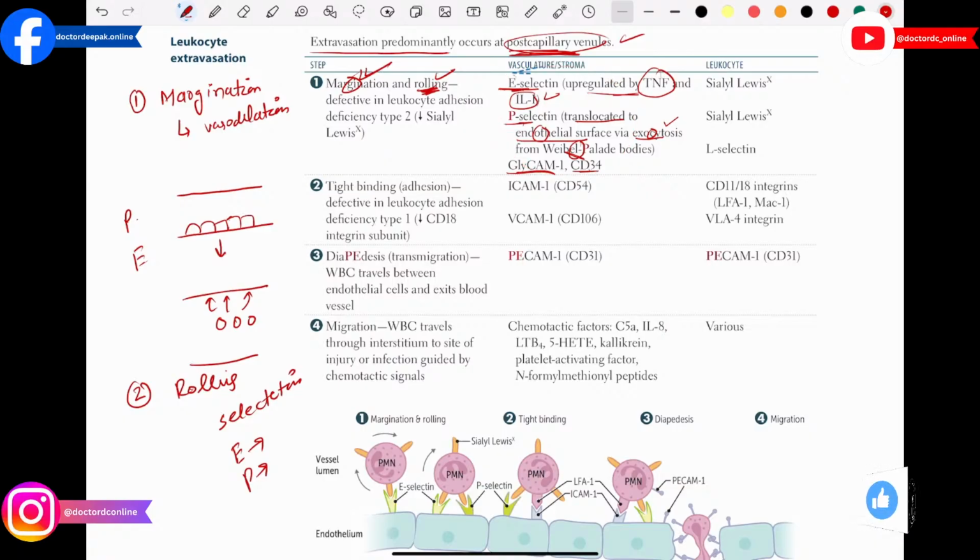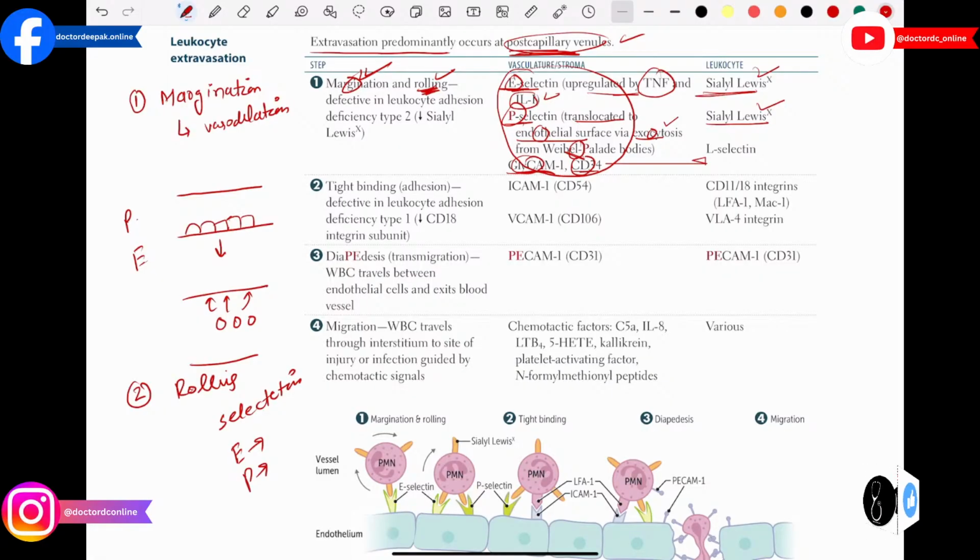So E-selectin is going to attach with Sialyl Lewis X, then P-selectin is going to attach with Sialyl Lewis X again. Then we have GlyCAM-1 and CD34, which are going to attach with L-selectin. So this is the important interaction between the endothelial cell and the leukocyte. So that's all about the margination and rolling.